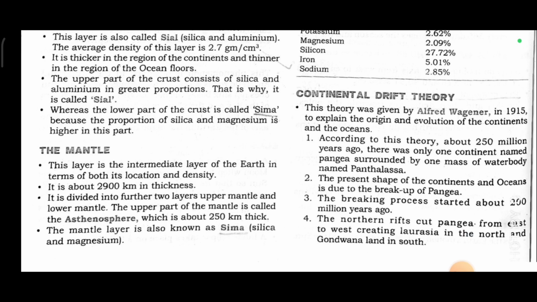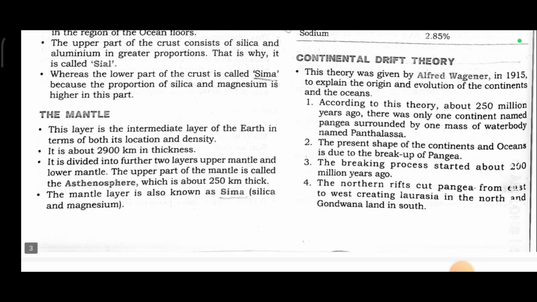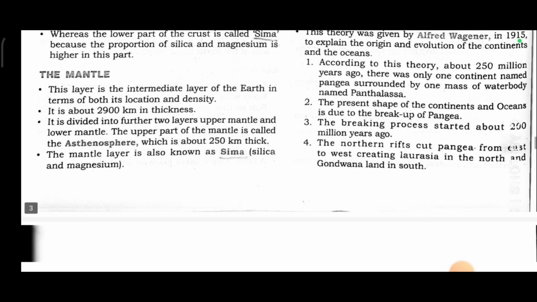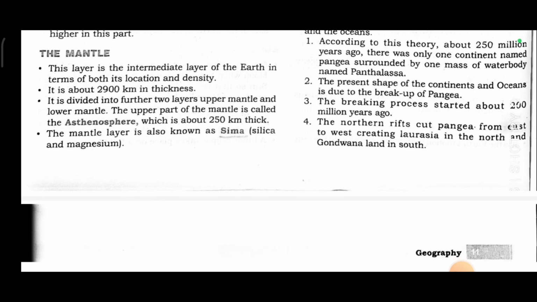Continental drift theory. This theory was given by Alfred Wegener in 1915 to explain the origin and evolution of the continents and the oceans. According to this theory, about 250 million years ago, there was only one continent named Pangaea, surrounded by one mass of water body named Panthalassa. The present shape of the continents and oceans is due to the break of Pangaea.